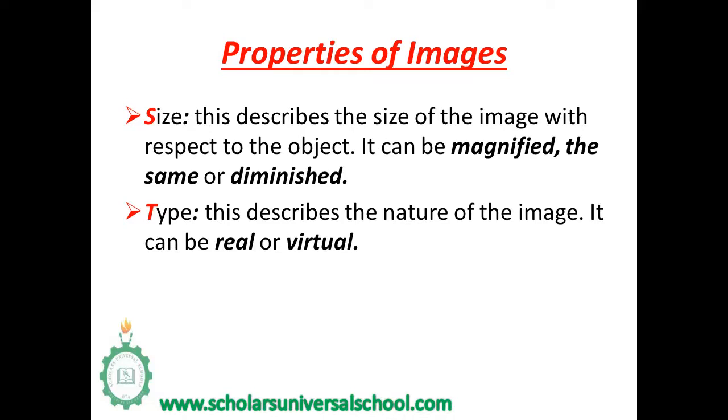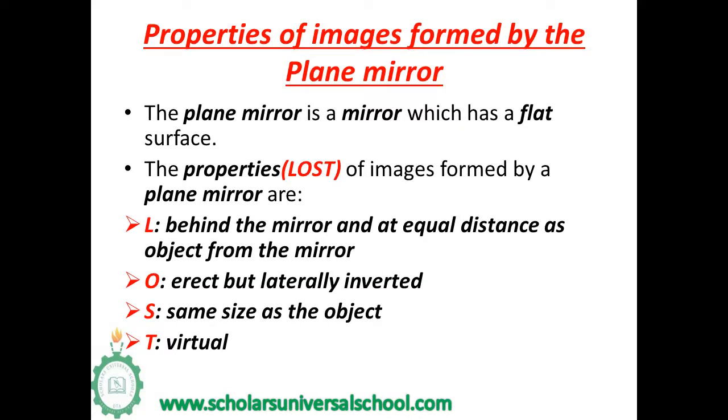The type describes the nature of the image, like I have explained. It can either be real or virtual, which means real in front of the mirror, while virtual behind the mirror. So now let's use that to get the properties of images formed by the plane mirror. For a plane mirror, you have the properties given by this. The image is going to be formed behind the mirror.